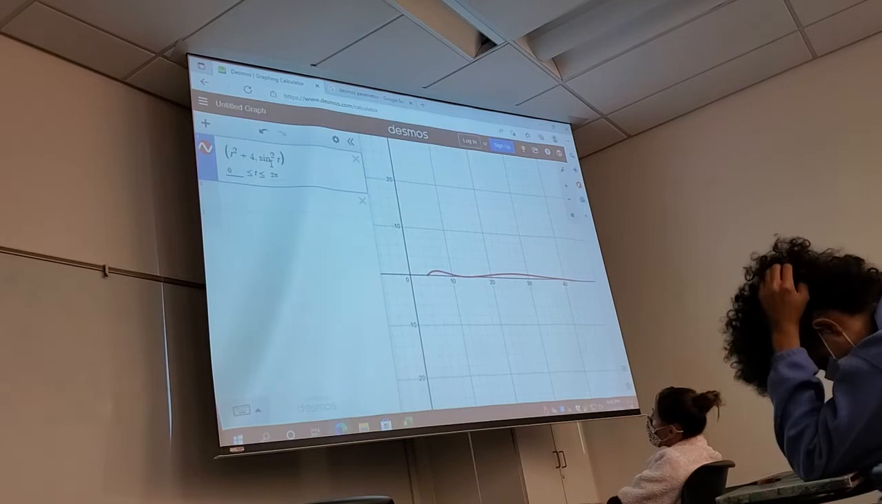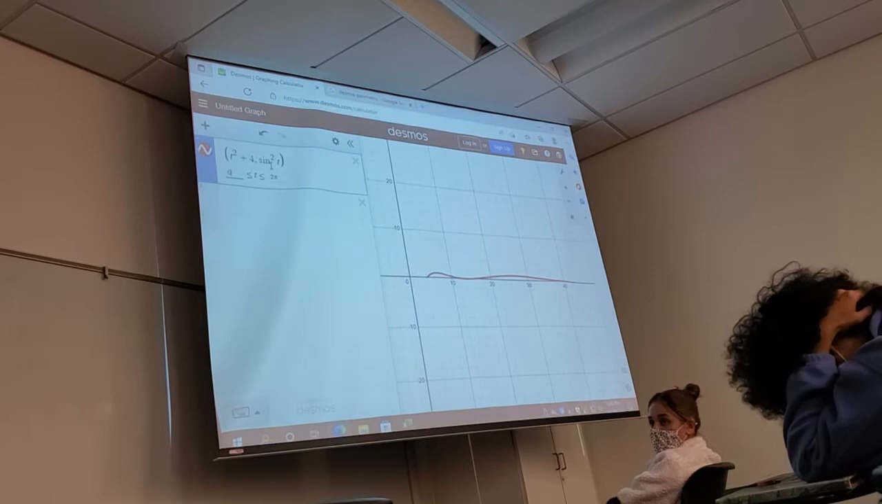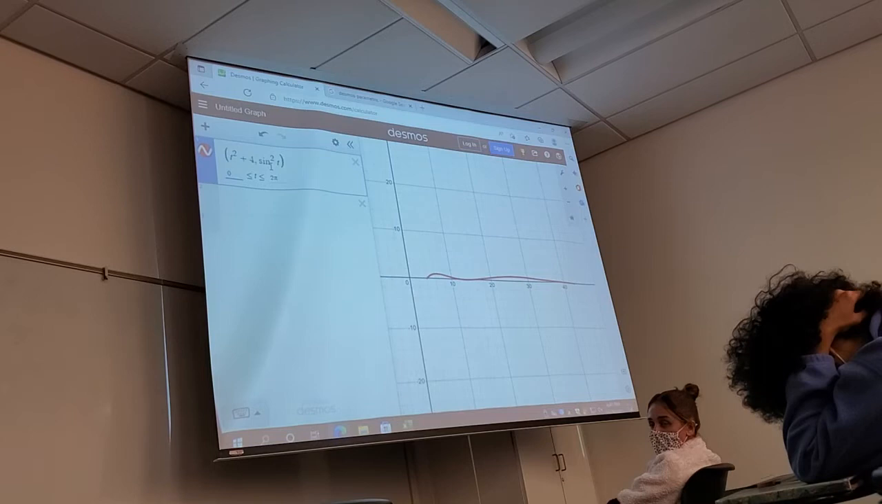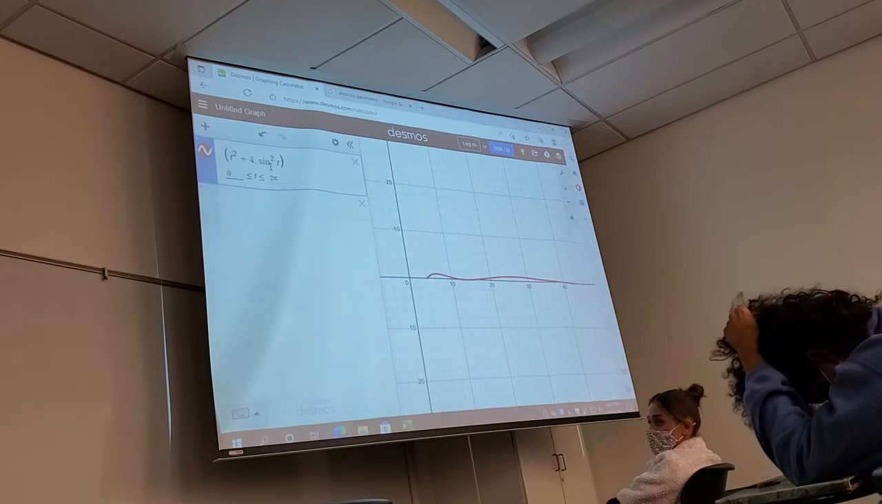The minute you make it a point, function of t, comma, function of t, it opens for you the range you can provide for t. So you can change the domain of t directly. You don't have to build that. Is that all right? Okay.